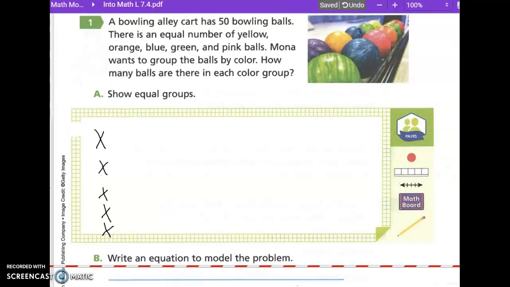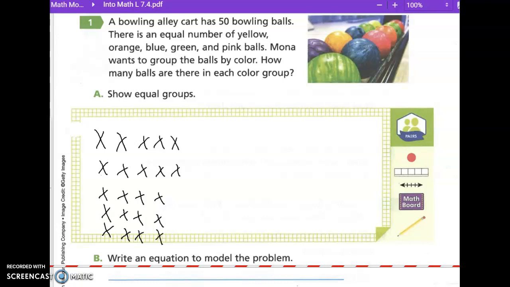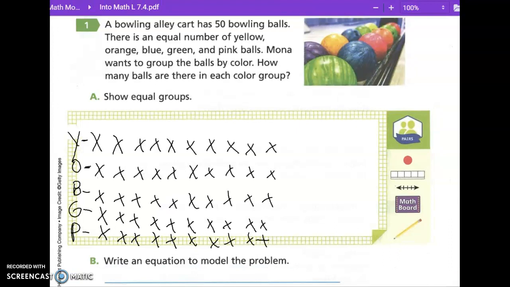And then we're going to count 5, 6, 7, 8, 9, 10, 11, 12, 13, 14, 15, 16, 17, 18, 19, 20, 21, 22, 23, 24, 25. If you're at home, go ahead and pause your video and keep going until you get to 50. Go ahead. Keep working. Okay. So I went ahead and labeled yellow, orange, blue, green, pink. And there should be how many in each row?